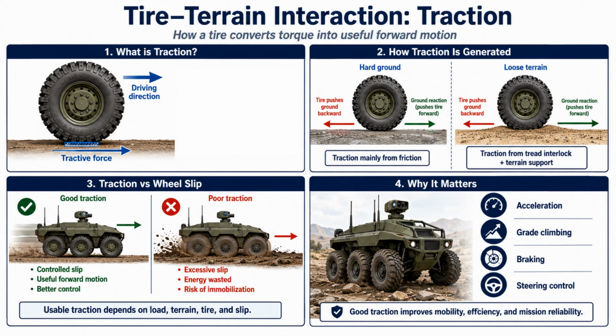With good traction, most of the tyre's rotation becomes useful forward movement. With excessive slip, the wheels spin, energy is wasted, and the terrain is disturbed. This can reduce control and eventually immobilize the vehicle. Good traction is therefore essential for acceleration, slope climbing, braking, steering, and reliable mission performance.